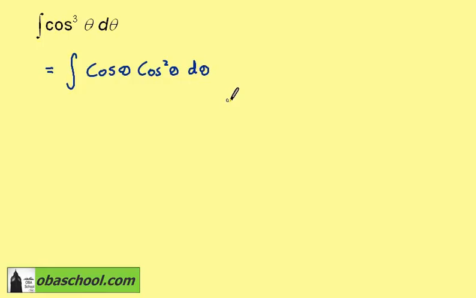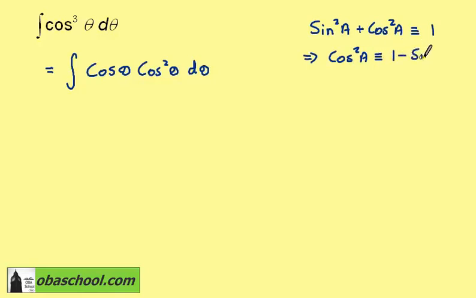And we then use our Pythagorean identity that we know sine squared a plus cos squared a is the same as 1. This means that cos squared a is the same as 1 minus sine squared a.